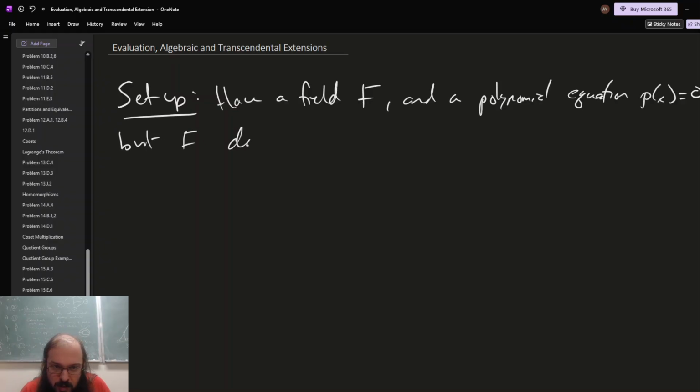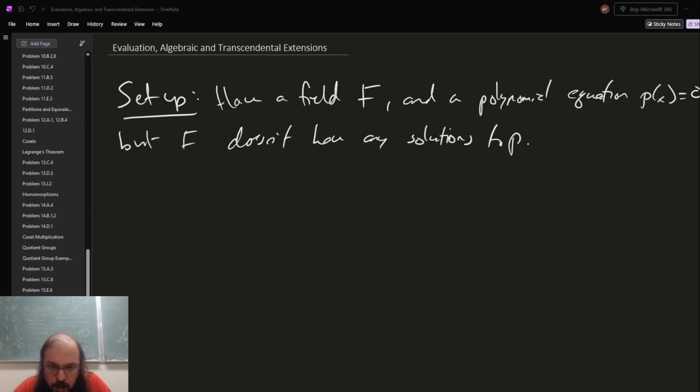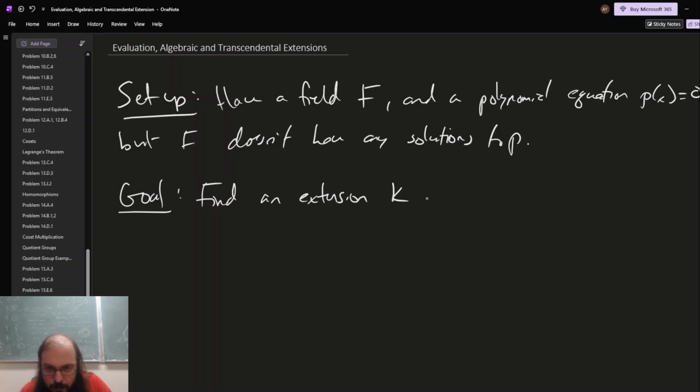But F doesn't have any solutions to p. And maybe you know this, for example, because you've tried them all and you just know there are no solutions. In that case, we have a goal: find an extension K of F which does have solutions.